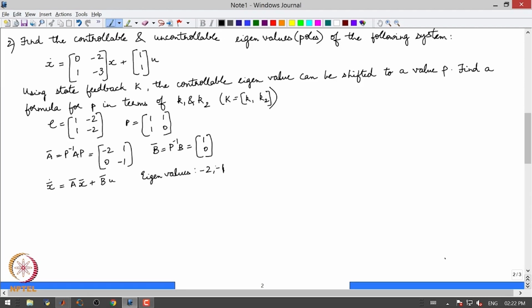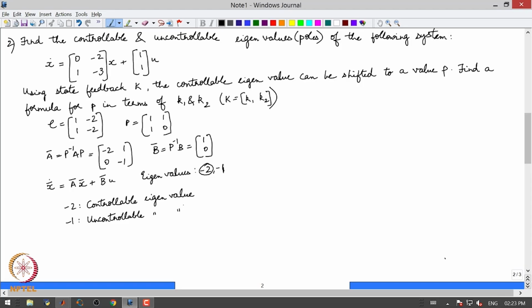So, now how can we find a formula for P in terms of k 1 and k 2 to control this eigenvalue minus 2? Minus 2 is the controllable eigenvalue or pole, and minus 1 is the uncontrollable eigenvalue. Which means that I can always change minus 2, but minus 1 always remains a pole of this system that cannot be controlled.